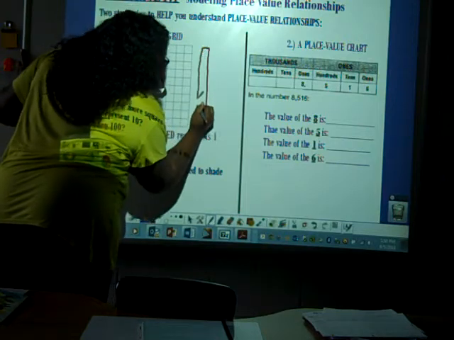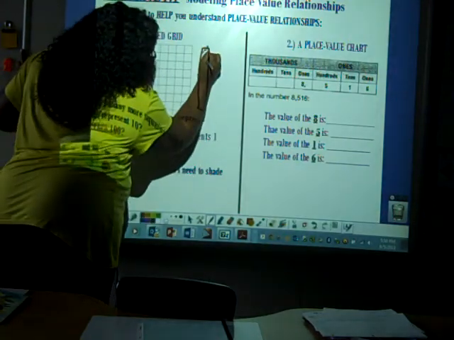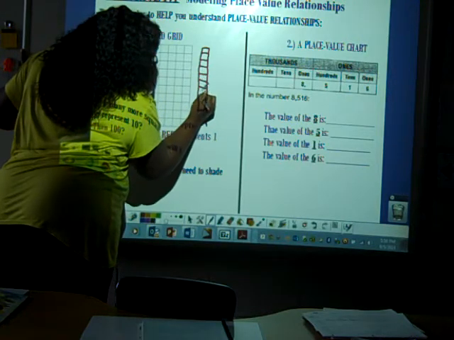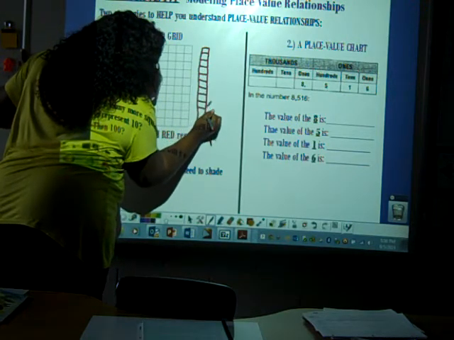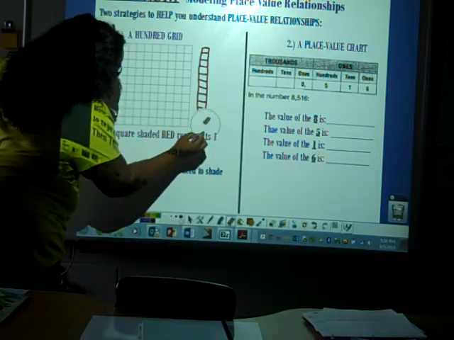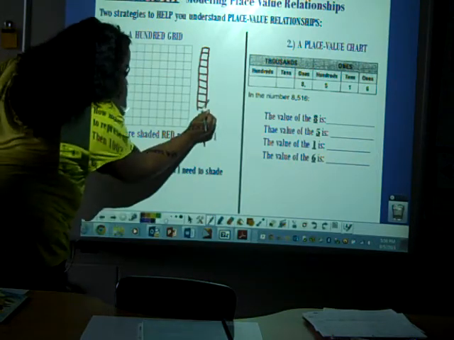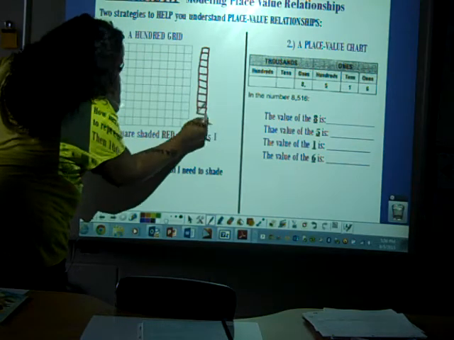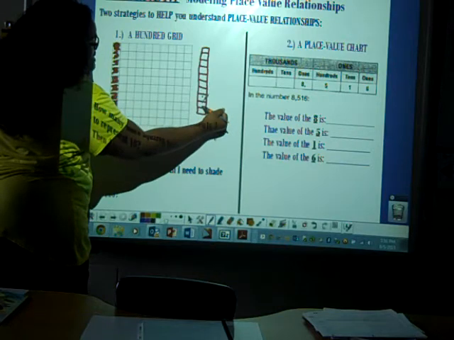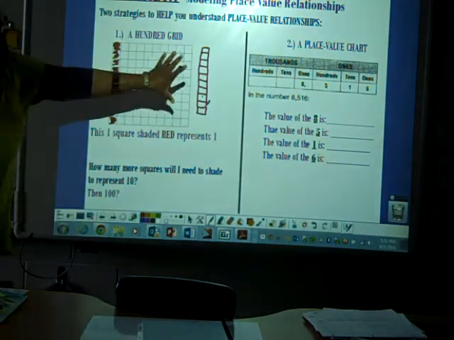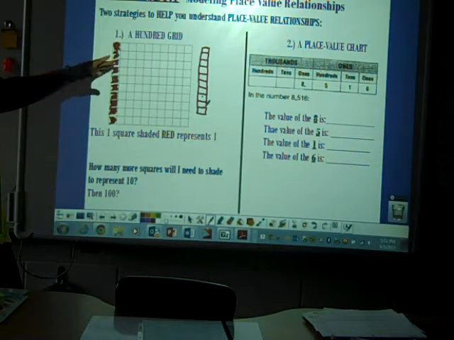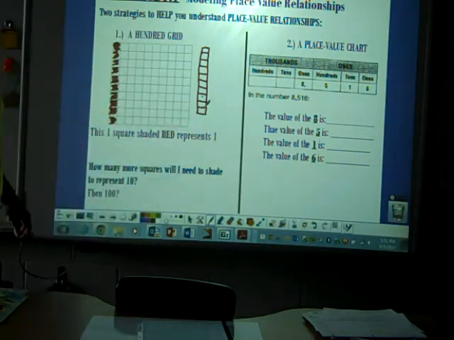This is a 10 rod. Do not talk about my drawing. I'm not the best drawer. I just love math, so just work with me. That's a 10 rod. 1, 2, 3, 4, 5, 6, 7, 8, 9, 10. This right here is exactly what we have right here. 10 cubes make up one 10 rod.